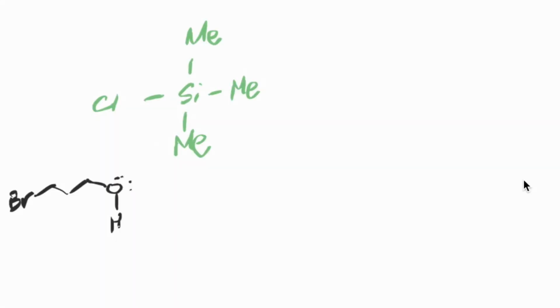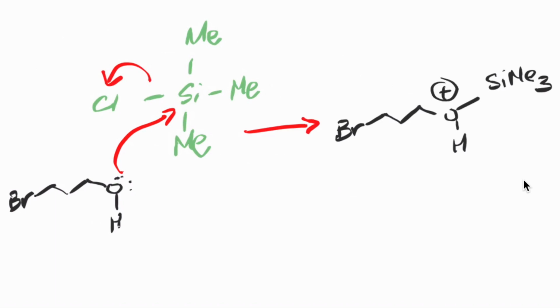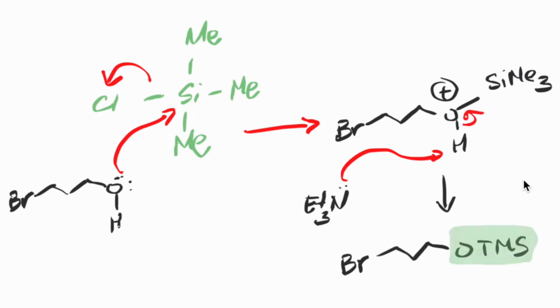Let's go to the board here to quickly draw out this mechanism. So what happens is you have a nucleophile in the lone pair of your oxygen, which will do an SN2-like backside attack on this silicon and kick out this chloride, giving you this protected alcohol intermediate. And following that, you'll have your amine working as a base to deprotonate and neutralize that charged intermediate, giving us our protected alcohol group. So this alcohol group is now protected as OTMS.